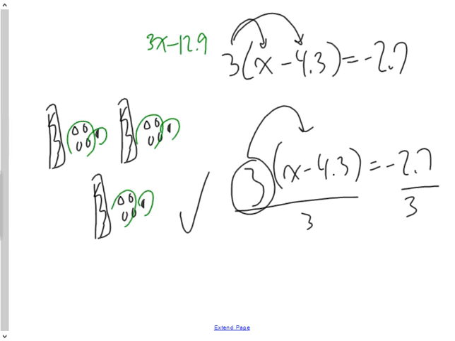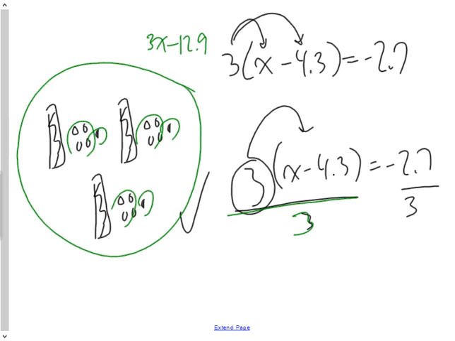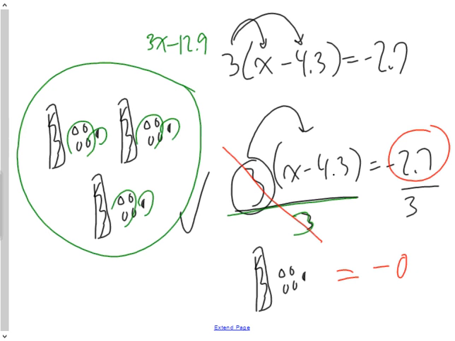But this way here, when you divide by 3, instead of having 3 groups of it over here, by dividing that side by 3, you simply have 1 group of it, okay? And that's what happens. When we divide a side by 3, instead of having 3 groups of x minus 4.3, we have 1 group of x minus 4.3 equal to, and again, we would divide that negative 2.7 by 3 to make it negative 0.9, right? So 1 group of x minus 4.3 would be equal to a third of what the other side was before.